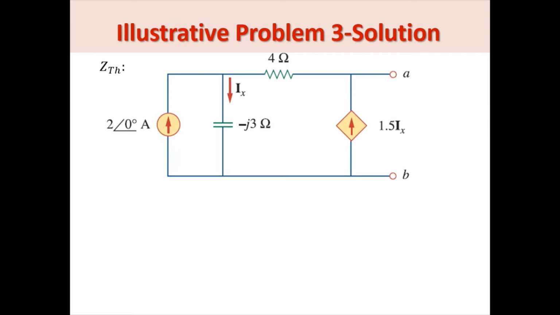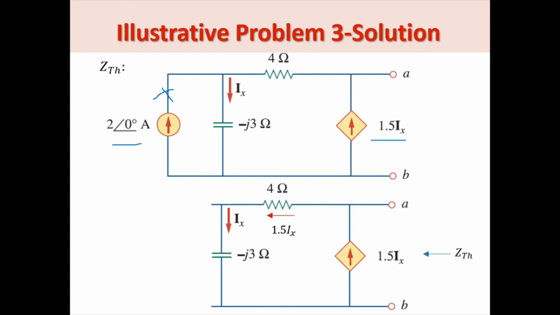To get ZTH, we apply the rules for getting the ZTH, and that would require us to disable this source because this is an independent source. We leave the dependent source behind, and that should give us the simplified circuit. And then we try to determine the impedance between terminals A and B.